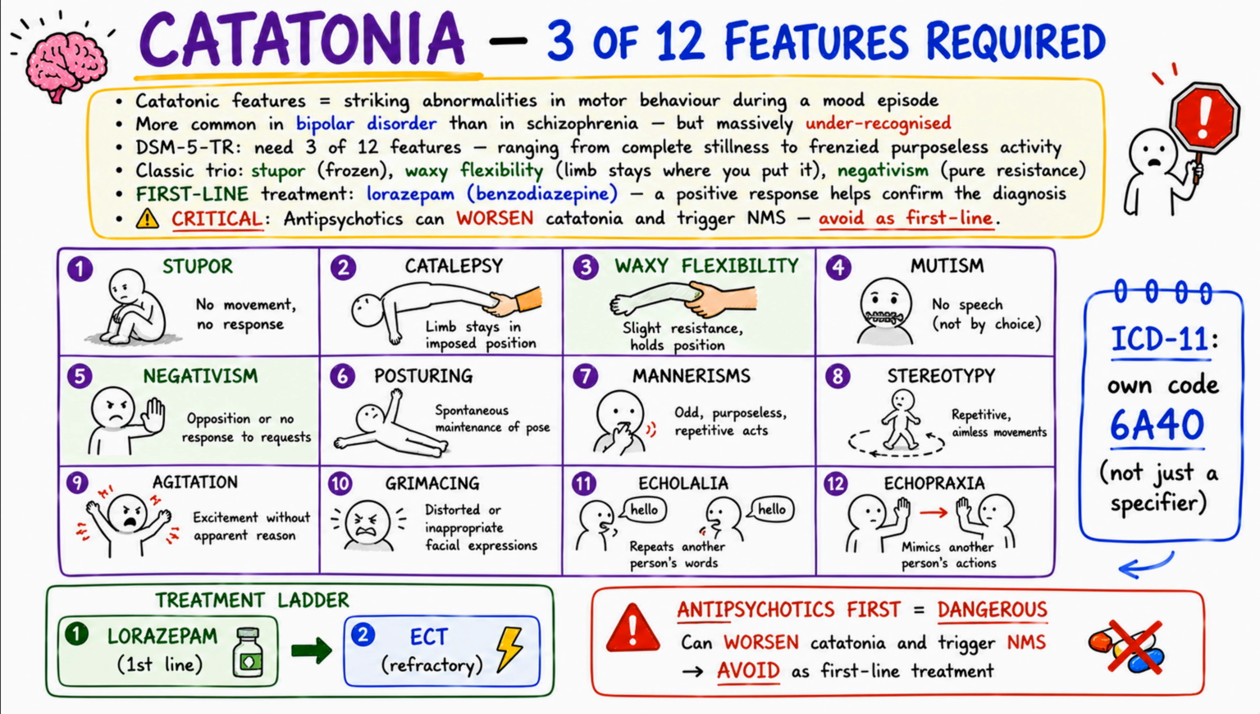Catatonic features are striking motor abnormalities occurring during a mood episode. And here's the fact that surprises most people. Catatonia is more common in bipolar disorder than in schizophrenia. It's just under-recognized. DSM requires 3 of 12 features, ranging from complete stupor at one extreme to frenzied purposeless agitation at the other. The classic trio for recognition and exams: stupor, waxy flexibility, negativism. First-line treatment is lorazepam. A good response actually helps confirm the diagnosis. And the critical safety rule: antipsychotics can worsen catatonia and trigger neuroleptic malignant syndrome. They are not first-line. That is a patient's safety non-negotiable.